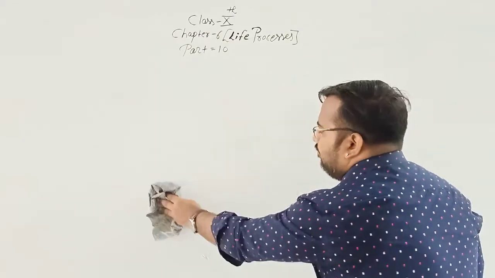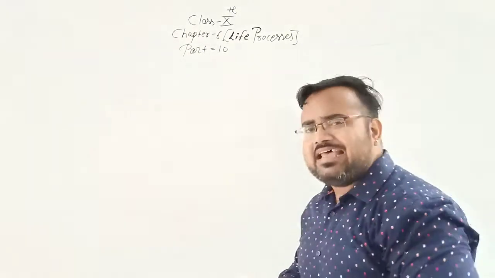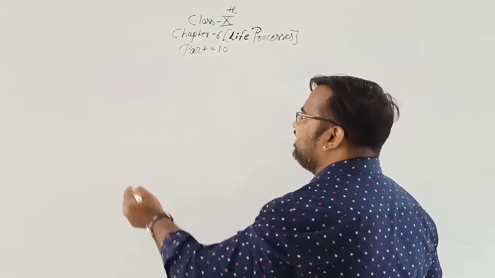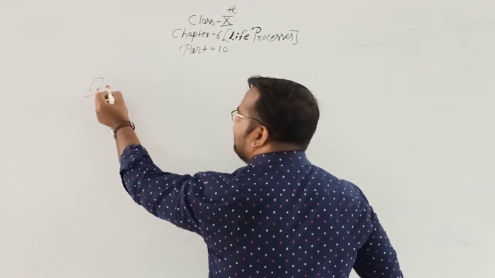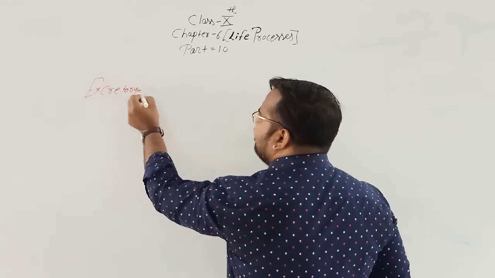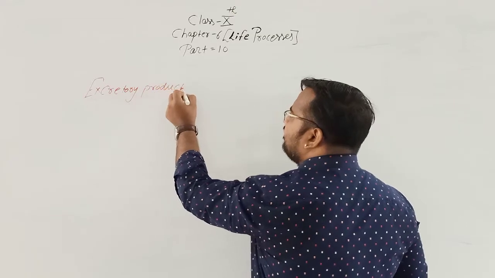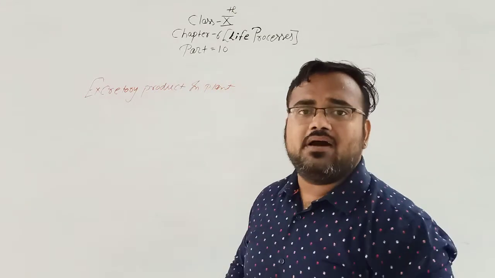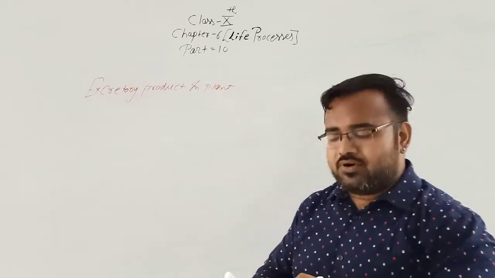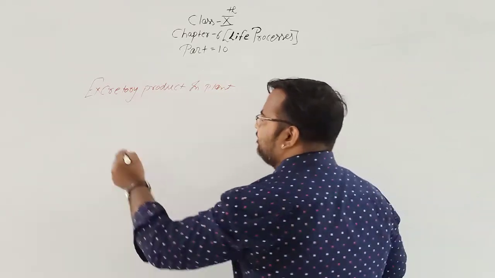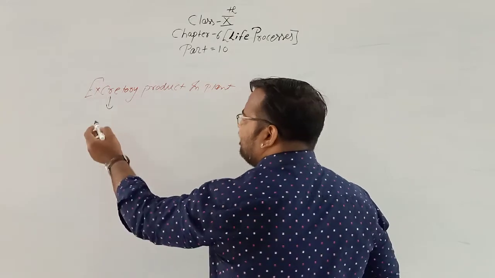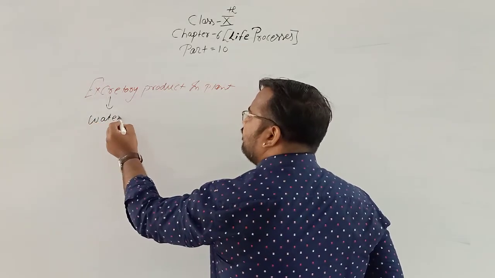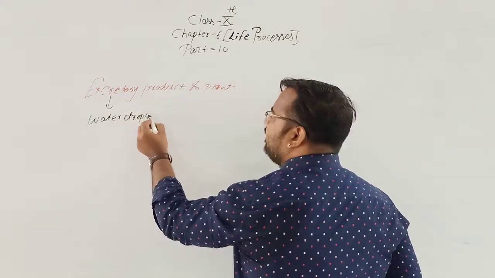Now, there is one question asked in the board examination: what is the excretory product in plants? It was a one mark question. Name the excretory products in plants. The answer is water droplets.